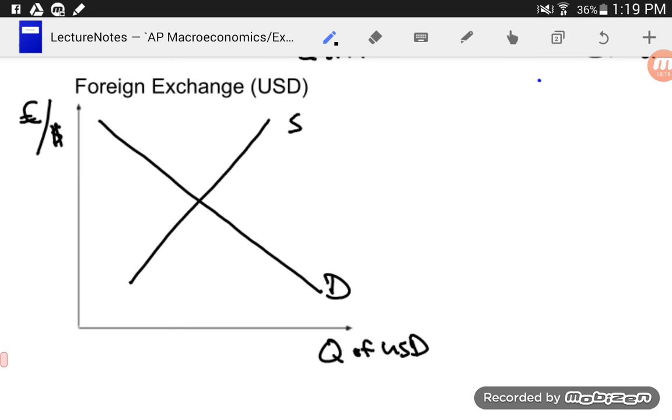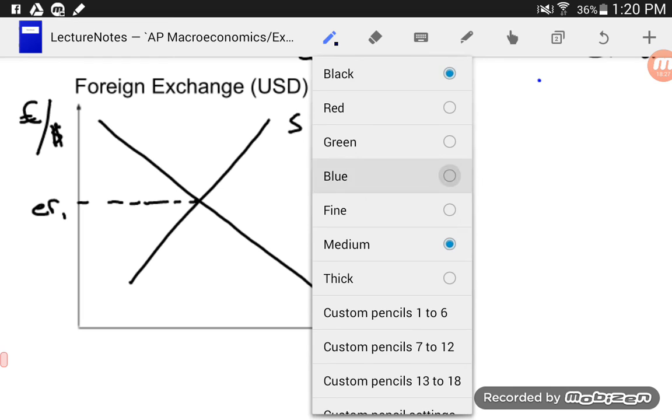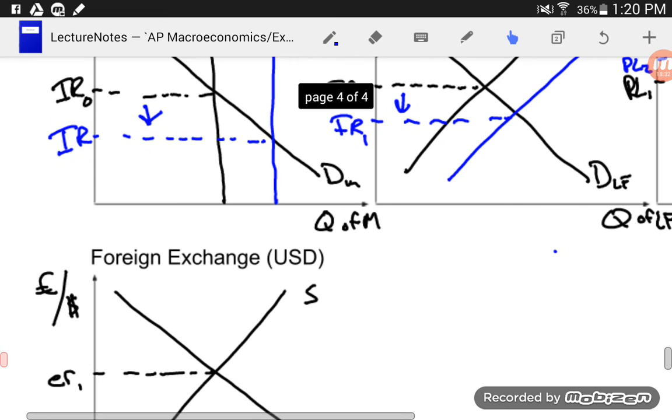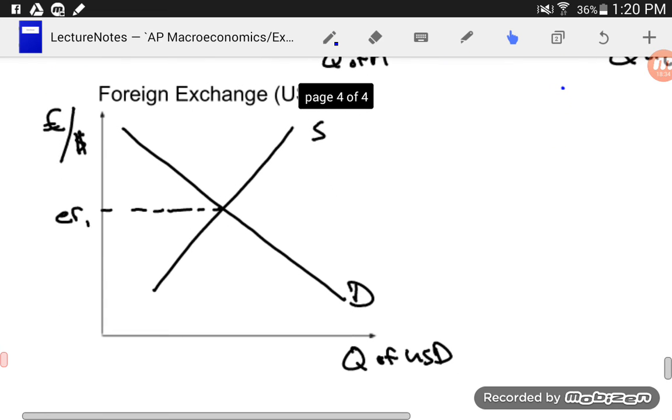Alright, the effect that we saw of the increased money supply was that we had decreasing interest rates. Well, if interest rates are lower, I don't know that if I were a European and interest rates are low in U.S. banks that I want to bother putting money into U.S. banks or buying U.S. bonds, because those interest rates are really low.